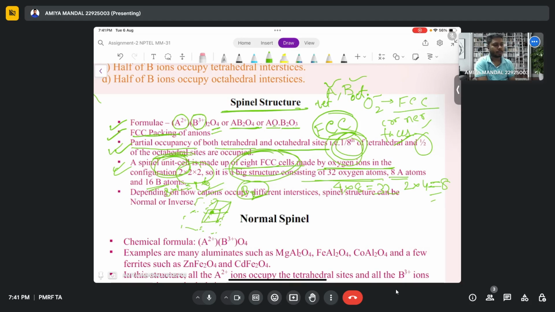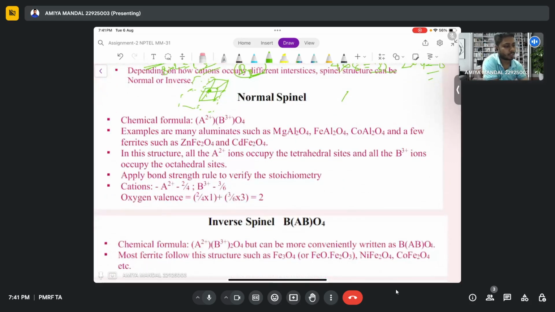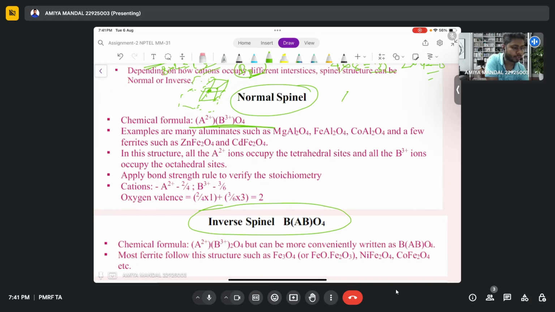Depending on the arrangement, a spinel structure can be normal or inverse. One is AB2O4 for normal spinel structure and another is inverse spinel structure. How are they different? Although the chemical formula is the same, A is 2 plus charge and B is 3 plus charge, how do they differ? Examples are many: aluminates like magnesium aluminate, iron aluminate, cobalt aluminate. These are spinel structures. Ferrite is for inverse spinel.